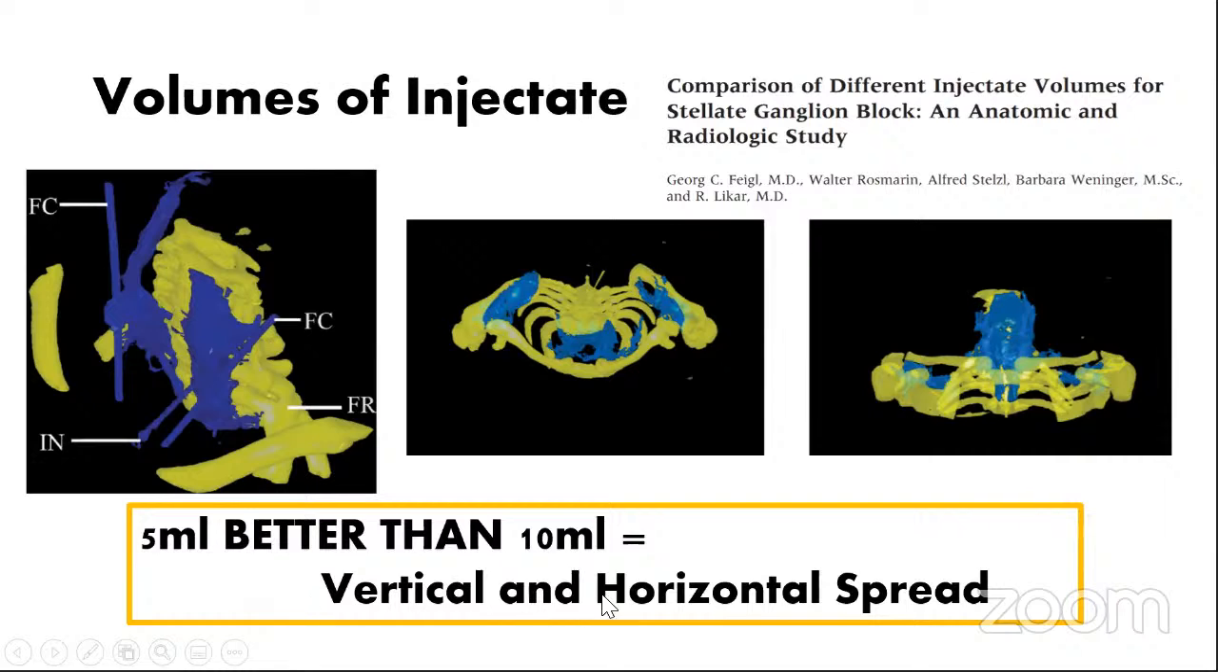If you give around 10 ml, then it starts going horizontally as well, and it spreads unnecessarily into the mediastinum. So the volume of local anesthetic to be injected should be not more than 5 ml according to the cadaveric studies, which of course may not be extrapolated into a clinical scenario, but this is the efficacy if you consider the cadaveric study.